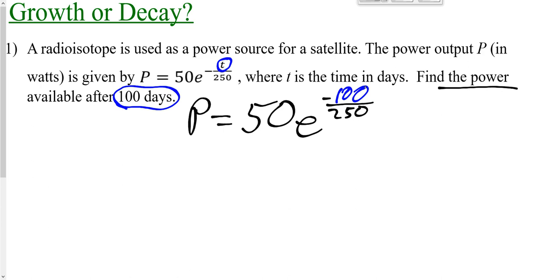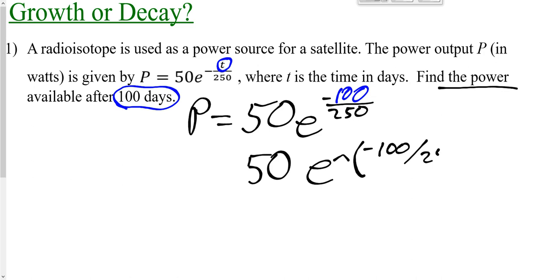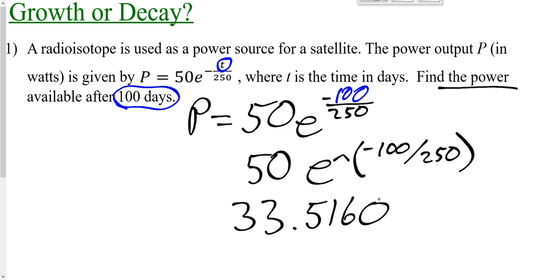And now, since the variable that you're looking for, which is P, is already on one side all by itself, you can just type it into your calculator. You go 50, then your E, which is second ln, and then it might give you a caret key, it might not, but make sure you put that negative 100 divided by 250 in parentheses. And then you type that in and you get your P to be 33.5160, and then you have to figure out what the units of P are, and up here it says that P is in watts.